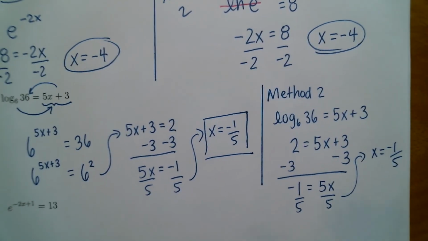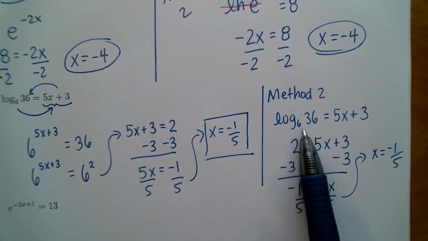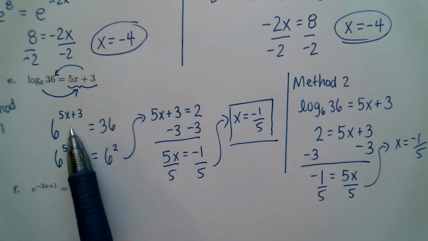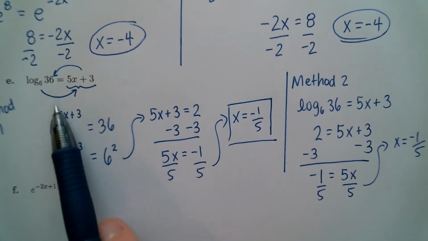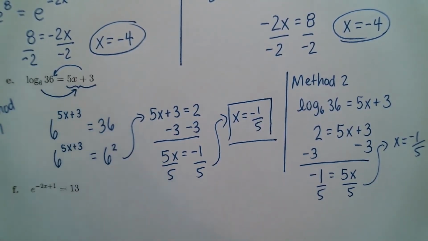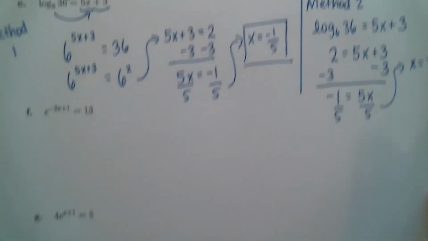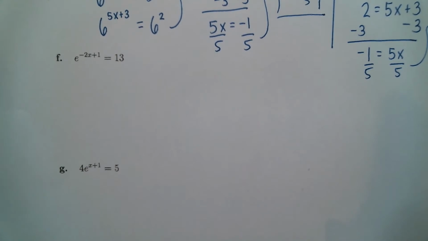So either way you like. If you didn't see this, you can do the arrow way. Maybe you didn't want to do it this way. Maybe you looked at this logarithm and immediately knew it was 2. Whatever works for you. All right, part F.